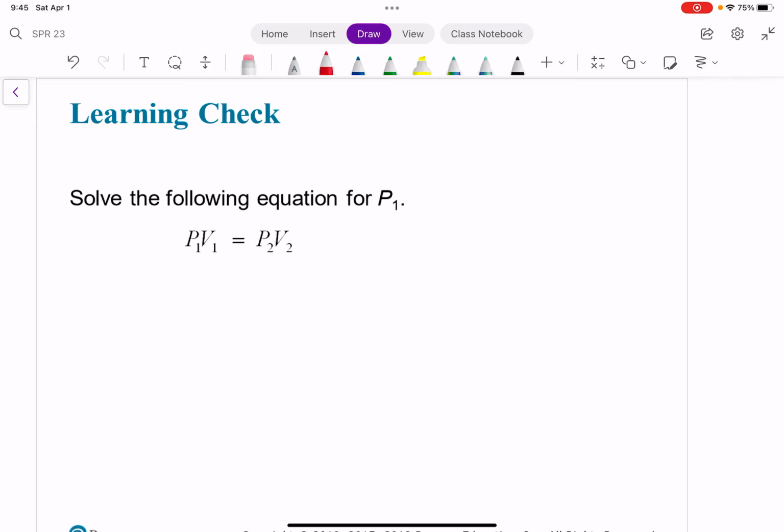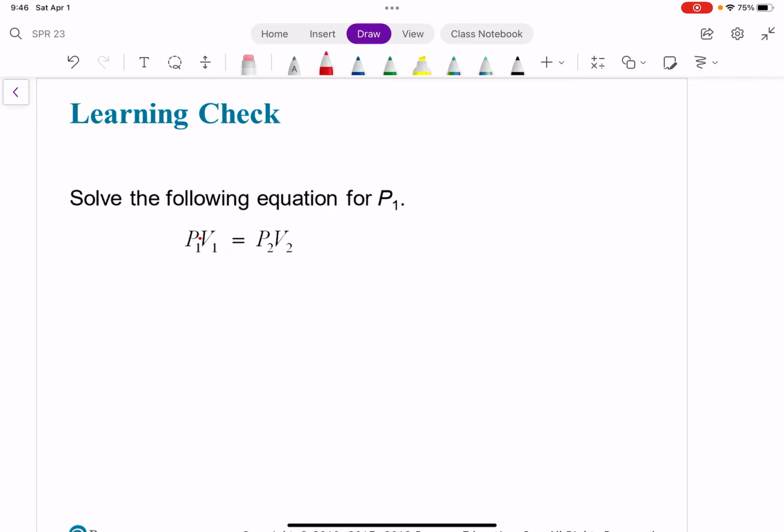Well, the way that I think about it is right now there's an invisible multiplication sign between that P1 and that V1. Right? I don't see any addition. I don't see any subtraction. I'm not dividing anything. So there must be a multiplication sign there. And there is. So what's the opposite of multiplying?